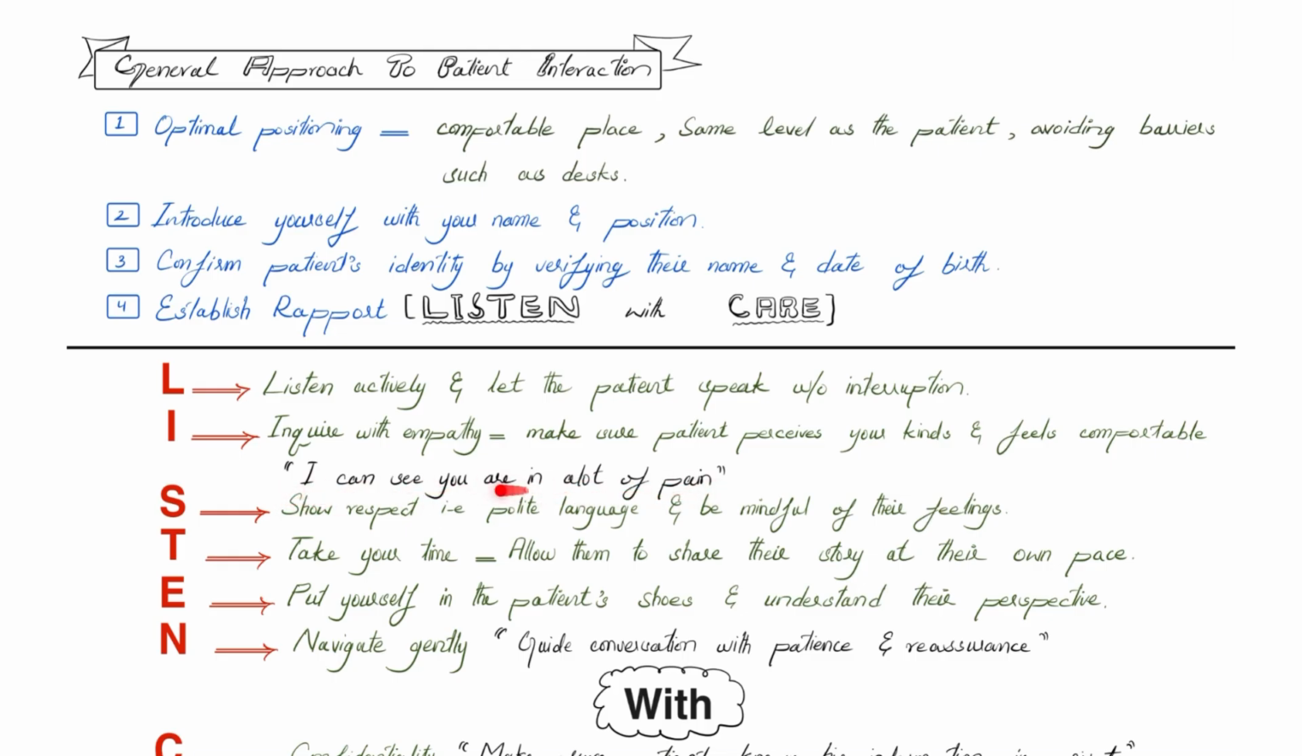And then S stands for show respect: use polite language and be mindful of their feelings. Try to call the patient by titles like Mr. and Miss. If you want to stop the patient, you can say, "Excuse me, please, can you just come back to the main topic?" Or, "Can you come back to where we left the topic?" In this way, guide the patient in a very formal and polite way.